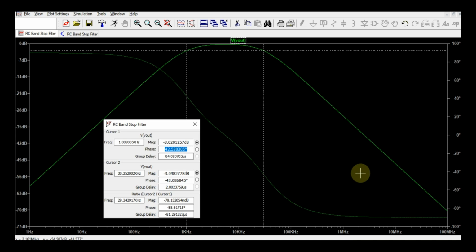Okay, so hope you understand the basic design and simulation of the band pass filter.